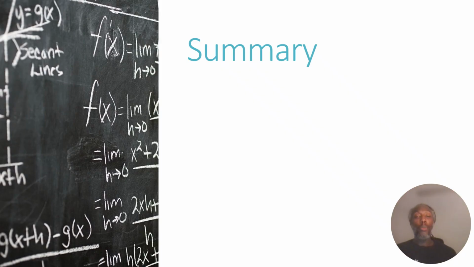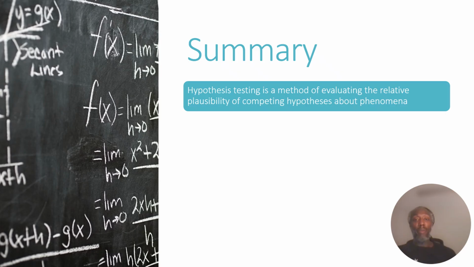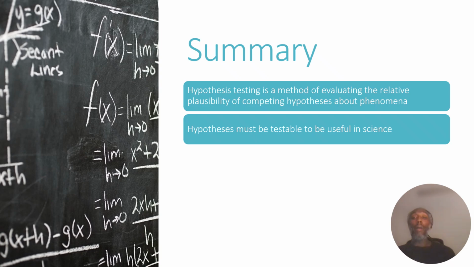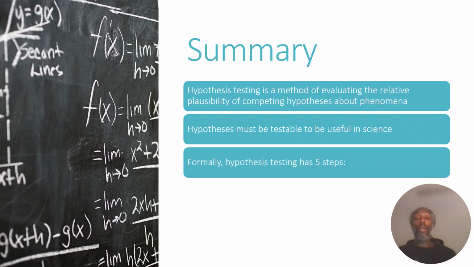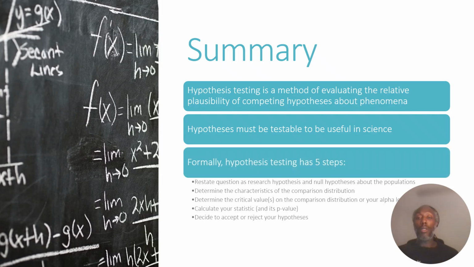Okay, we covered a couple things in this particular lecture. There are going to be more things on hypothesis testing that we'll be covering next week. Just remember that hypothesis testing is a method for us to evaluate the relative plausibility of some competing hypotheses about the phenomena that we are observing. Hypotheses have to be testable in order for them to be useful in science, but not all hypotheses are testable. And formally, hypothesis testing has 5 steps to it.